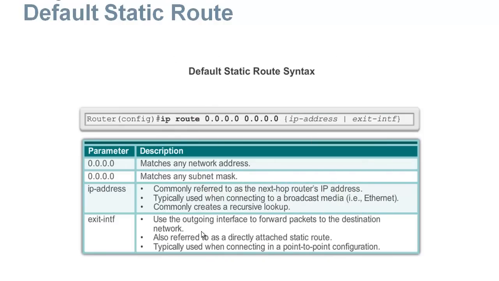All right, so a default static route. ip route 0.0.0.0 0.0.0.0, meaning nothing has to match, and then either the next hop IP address or the exit interface. We typically do that with an exit interface. And again, the default static route is like a little bucket at the bottom of the routing table that catches everything so that no packets are dropped. They're all forwarded out to the next hop.